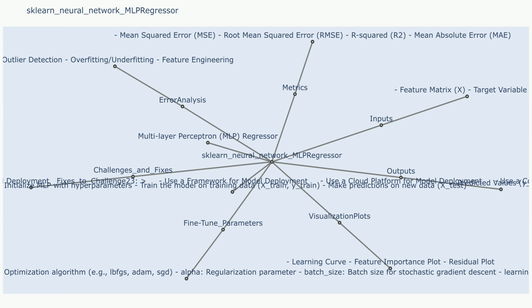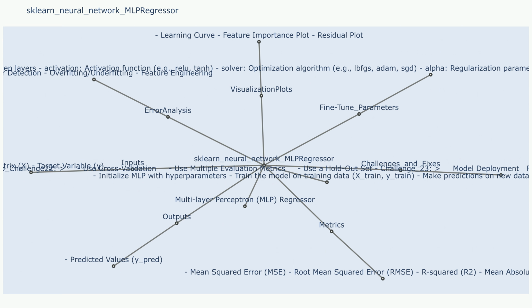Challenge 4: vanishing or exploding gradients. Gradients become very small or large during backpropagation, hindering learning. Sample use case: deep networks with many layers can suffer from vanishing or exploding gradients, especially with certain activation functions.